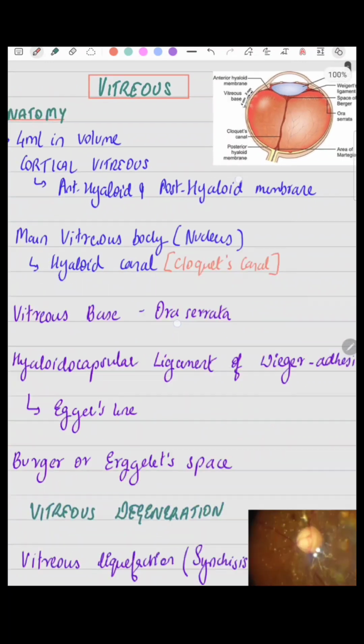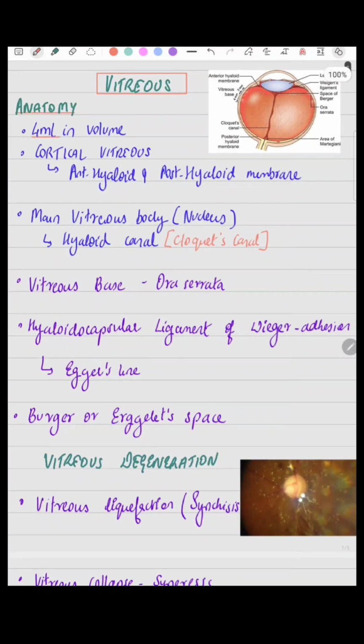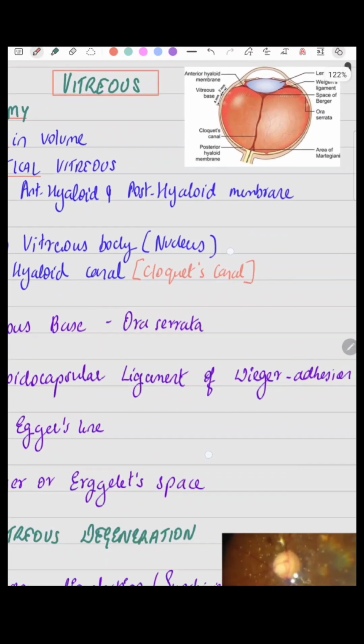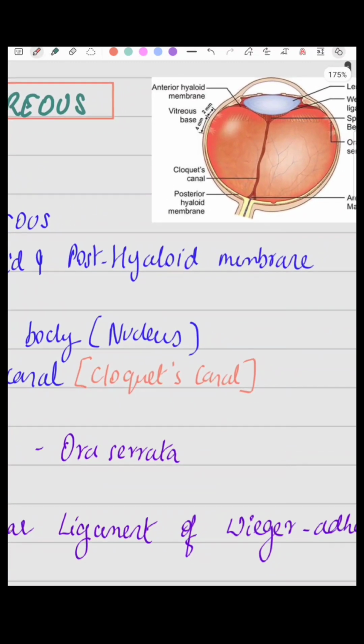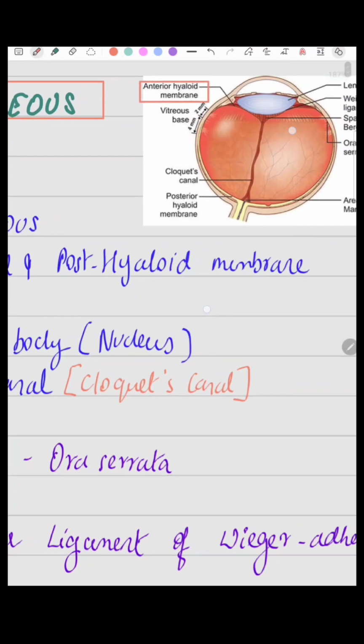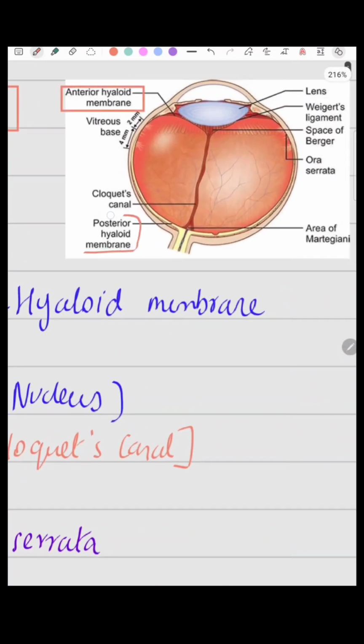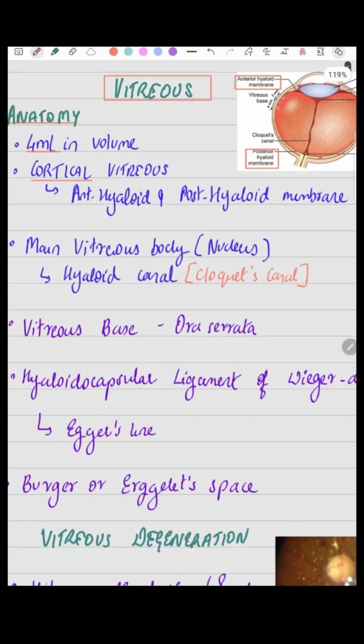Here, this is vitreous. Its volume is 4 ml. Then there is cortical vitreous. Cortical vitreous is a condensation of collagen fibrils in the peripheral part. It forms a false membrane: the anterior hyaloid membrane and the posterior hyaloid membrane, which lie anterior and posterior to the ora serrata respectively.